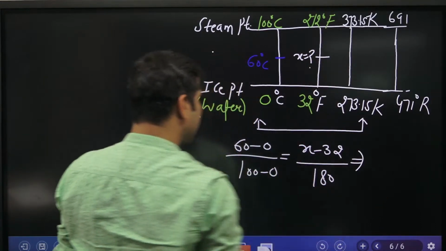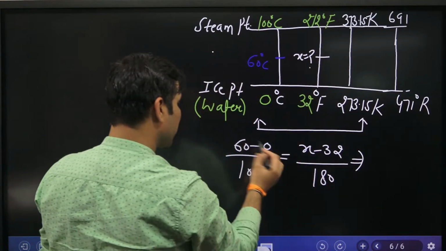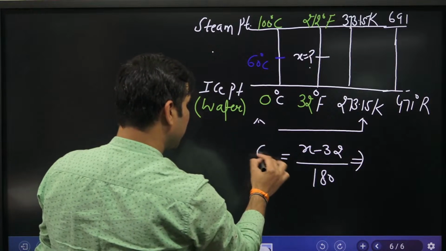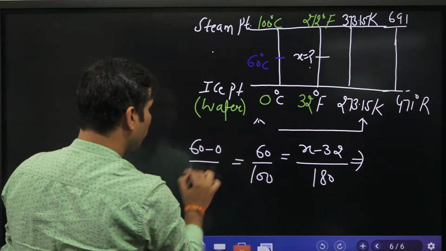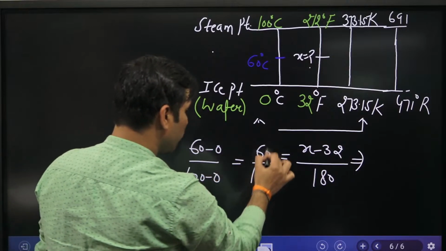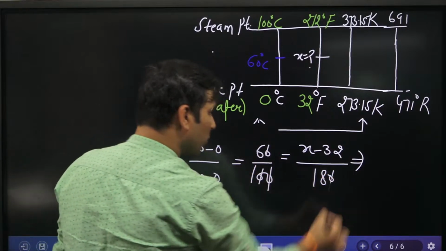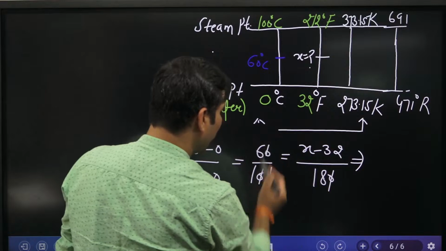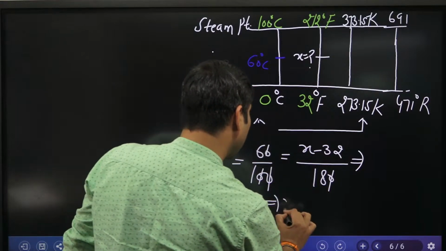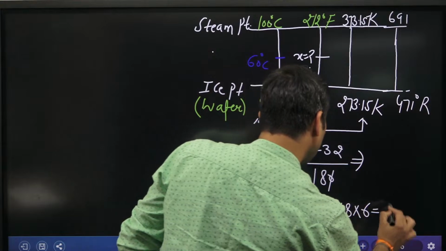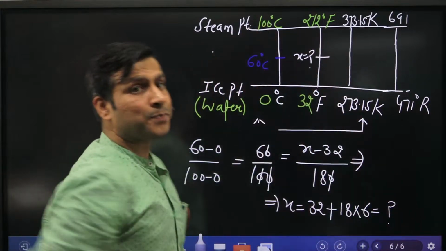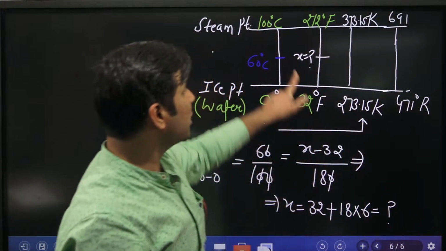So if you solve this, guys, you will get 60 by 100, or here you can write 60 minus 0 by 100 minus 0. So you can cut this, and you can cut this also. So what you will get, guys? 18, if you multiply by this, you will get x equal to 32 plus 18 multiplied by 6. You will get the respective x value here.